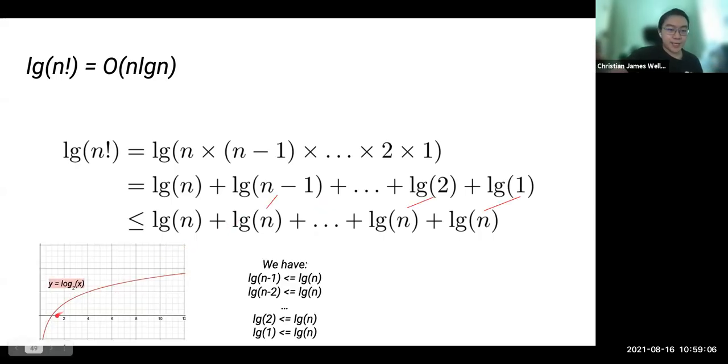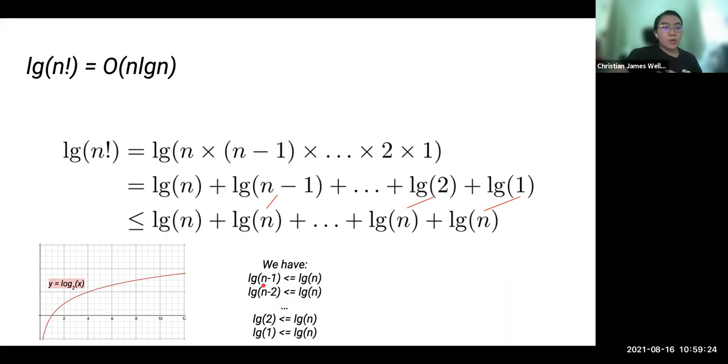And the reason for this is really because the log function is, technically the term is, monotonically increasing. It's a monotonically increasing function. So we have this property where I have log n is greater than all of log 1 all the way to log of n minus 1.